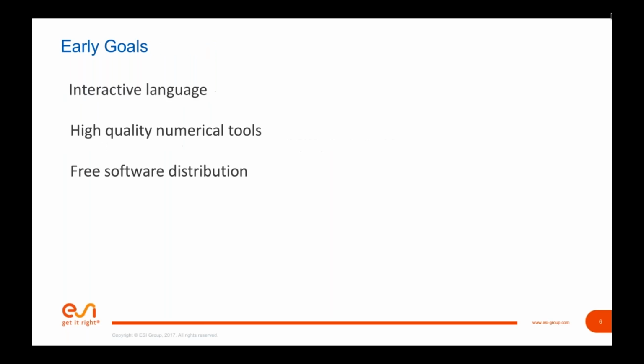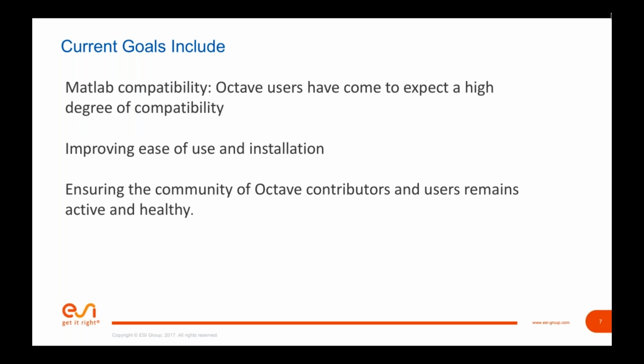So the early goals were just to have an interactive language, make it freely available, and have access to high quality numerical tools. That was it. That's all I cared about. Today, as I just explained, users have come to expect a high degree of MATLAB compatibility. They want their software to just work. If they've written it for MATLAB, they want to put it in Octave and it just works. They want it to be easy to install and easy to use. And I want to make sure that the community of Octave contributors and users is active and healthy.